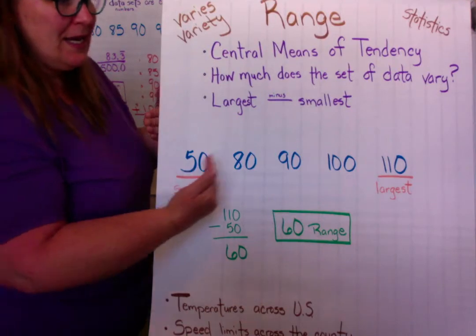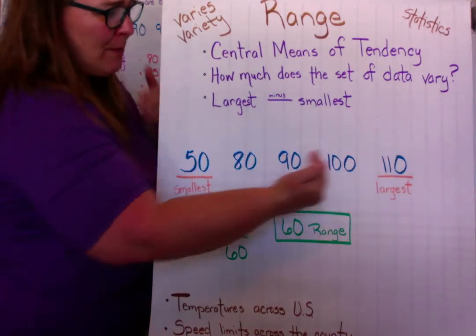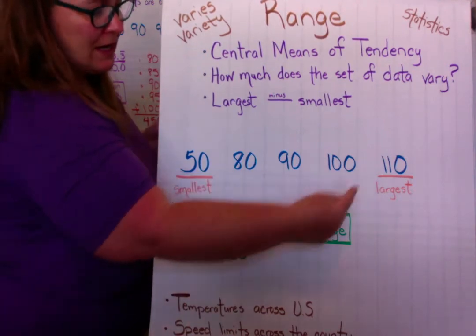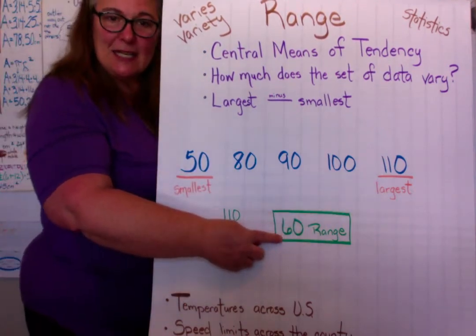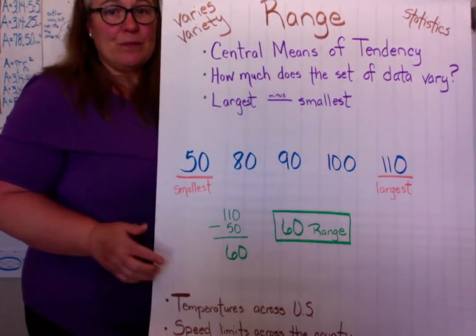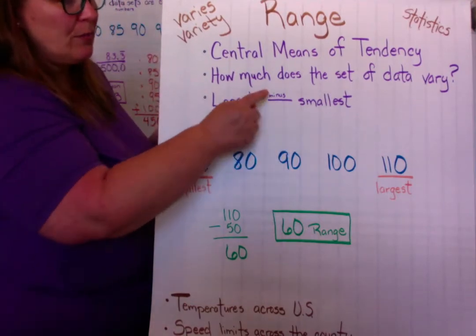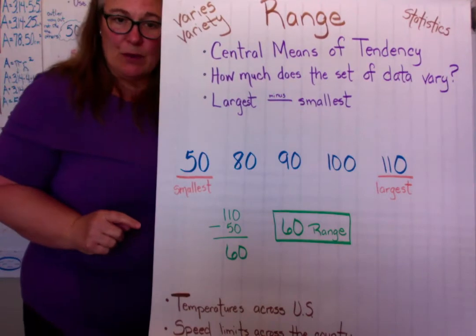It is from the beginning to the end. How much is there a change? How much did it vary? It varied by 60. 60 is my range. That's all there is to it. You find the largest and the smallest number, and you subtract those two numbers.